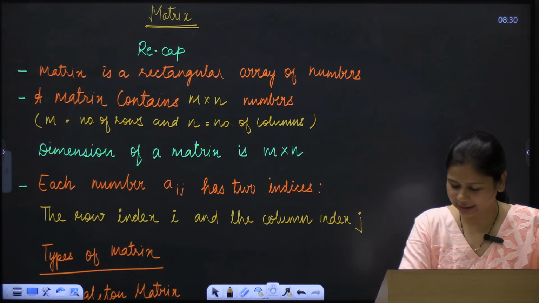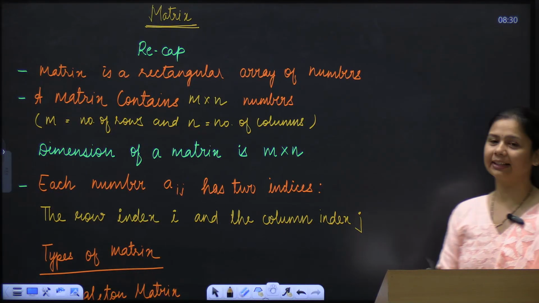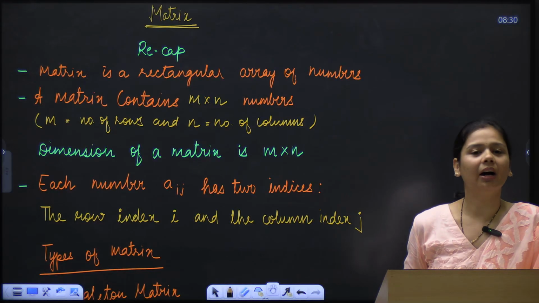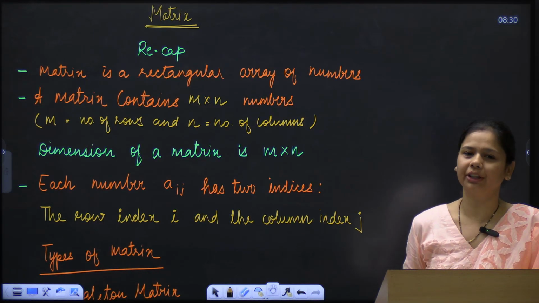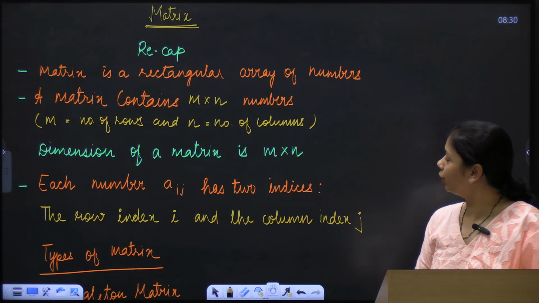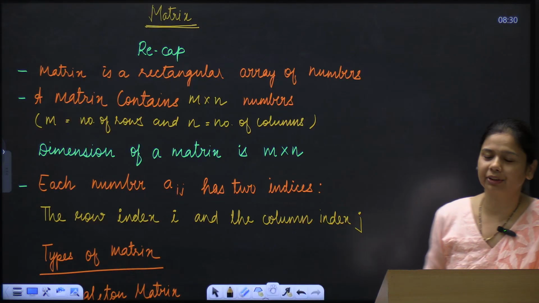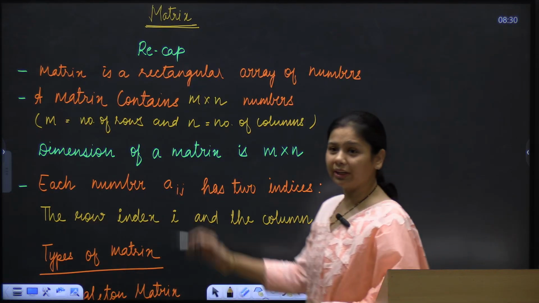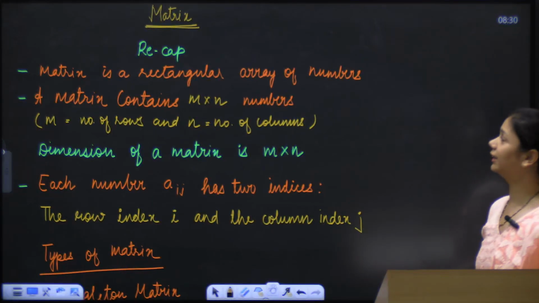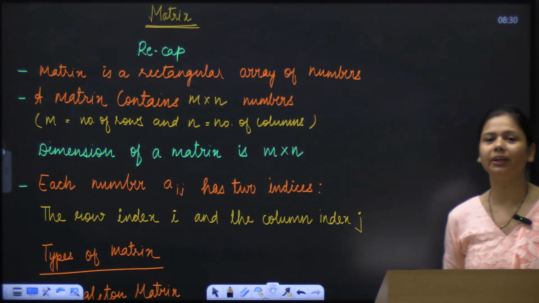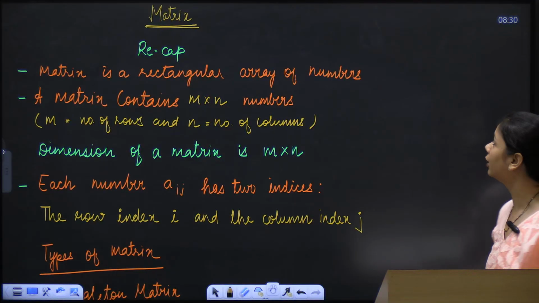Hello friends, in the previous video we discussed the concept of matrices and how to formulate a matrix with given information. In today's video we are going to discuss different types of matrices. Let's start with the recap. In the previous video we studied that a matrix is a rectangular array or arrangement of numbers.